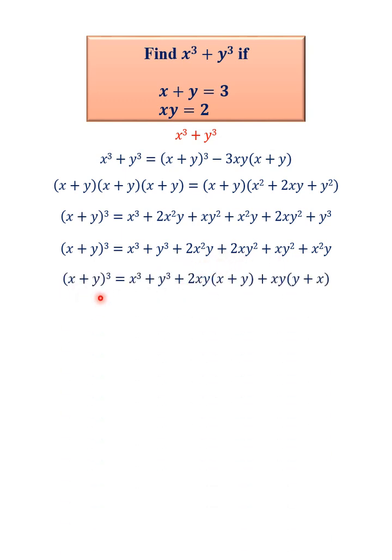We have (x plus y) to the power of 3 equal to x to the power of 3 plus y to the power of 3. This is what we are looking for. Let's factorize this. 2xy is common to both sides here. So if we factorize 2xy out, we'll be left with x here plus, if we factorize 2xy out, we'll be left with y here.